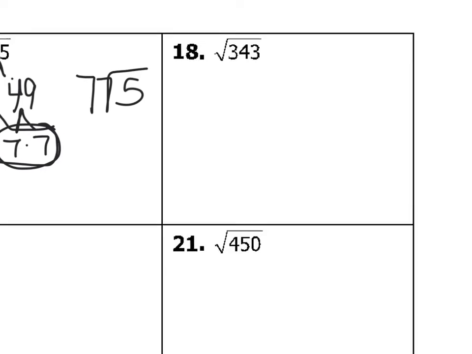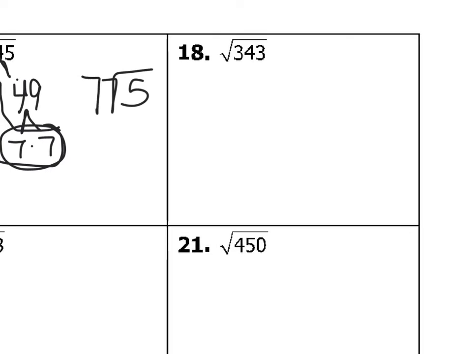343. Well, let's see. I either start off with 2 or 3. So let's see what 3 does. Will 3 go in there? 3 will go in there one time. That doesn't go evenly, does it? All right. So let's try 7.